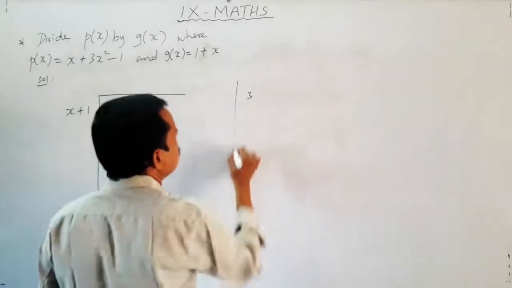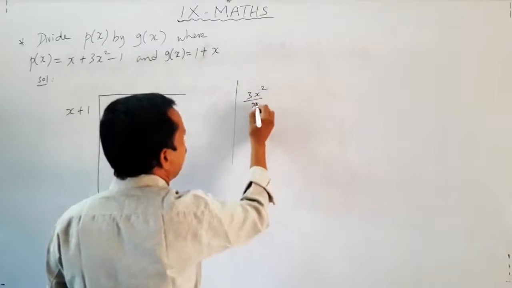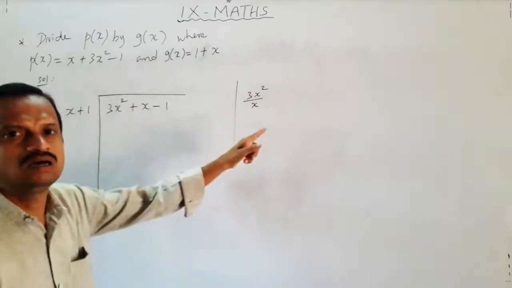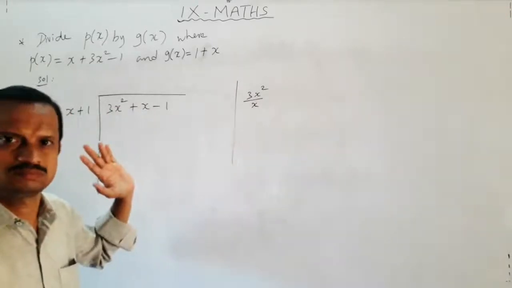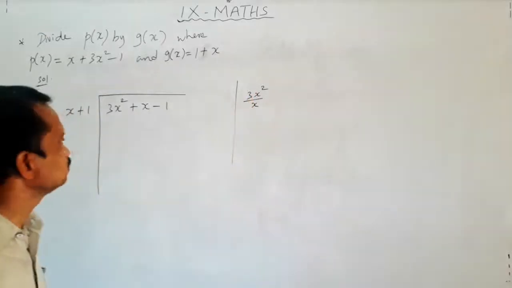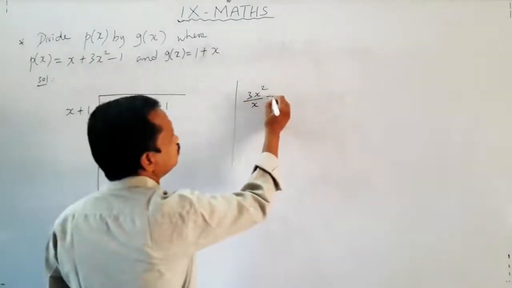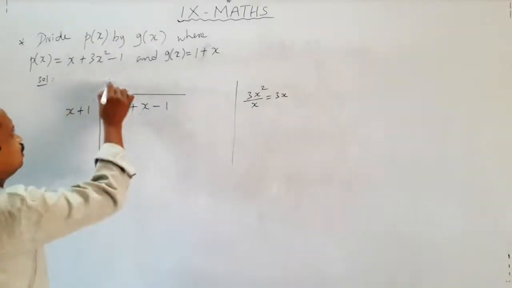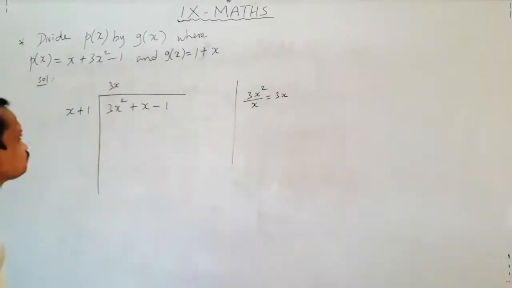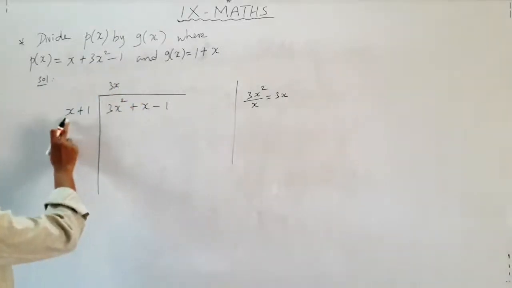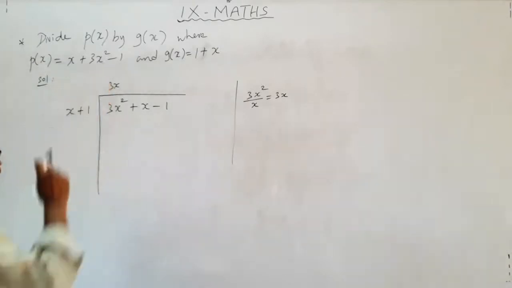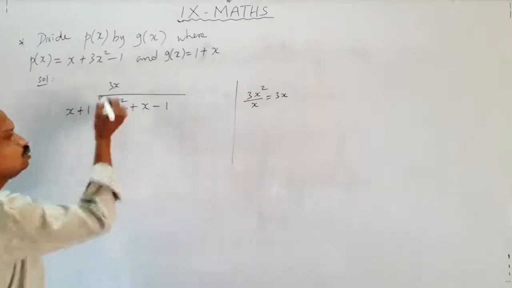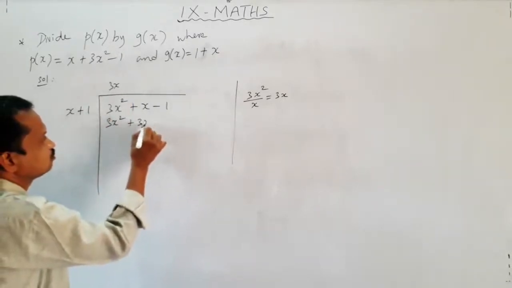I am going to do 3x square by x. So first term of dividend by first term of divisor. Clear? So 3x square by x, what do you get? 3x. Am I right? So write that in the quotient part, 3x. Now you have to multiply each term of the divisor with this 3x. So x into 3x we get 3x square. 1 into 3x, 3x. Clear?